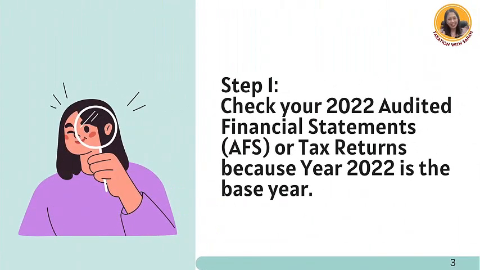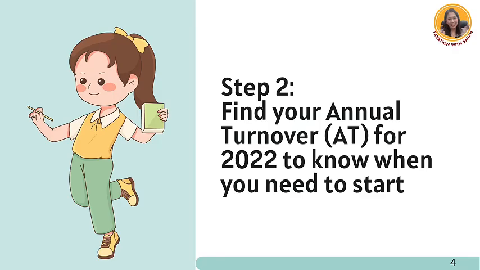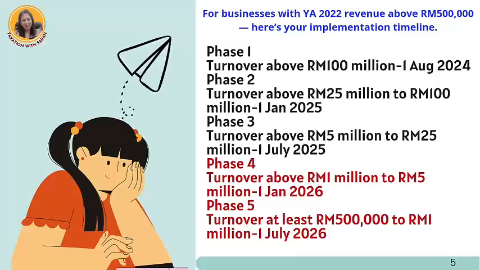Step 1. Check your 2022 audited financial statements, AFS, or tax returns, because year 2022 is the base year. Step 2. Find your annual turnover for 2022 to know when you need to start. For businesses with YA 2022 revenue above RM 500,000, here's your implementation timeline.